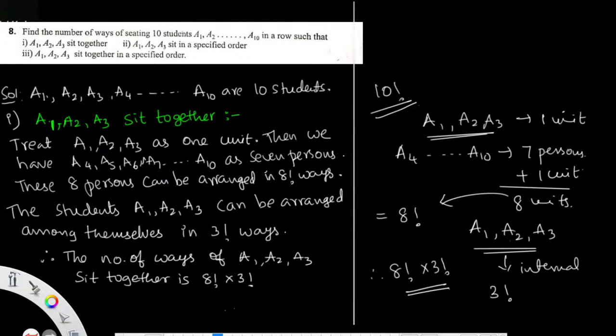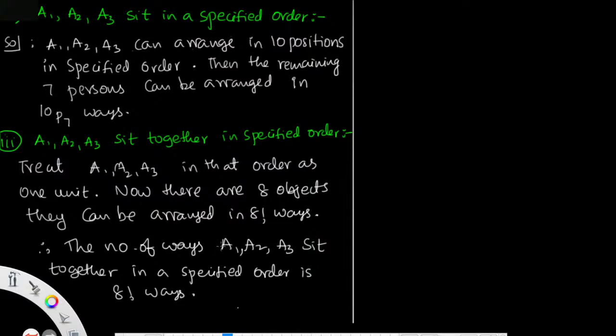In the similar way, the second one is A1, A2, A3 sit in a specified order. Specified order means A1 should be first, then A2, then A3. These 3 persons are like VIPs: first VIP, second VIP, third VIP. They will be arranged in the row. The first goes to VIP1, the second to VIP2, and the third to VIP3. Specified order means they will be arranged in this order only.